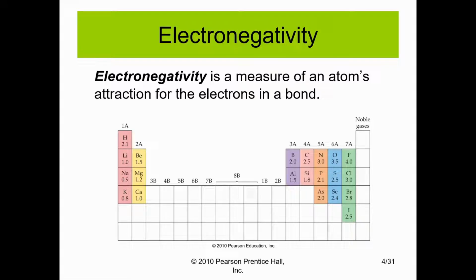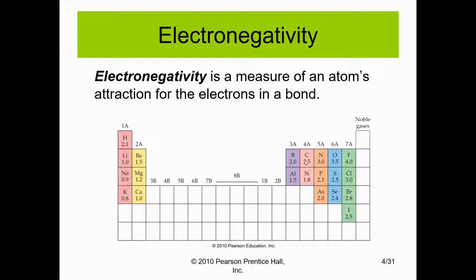The next concept that we will look at is called electronegativity. Electronegativity is a measure of an atom's attraction for the electrons in a bond. For example, imagine if we had a carbon and hydrogen bonded together. These electrons are being shared between the carbon and hydrogen. They are floating between the two. We can almost think of this bond as a tug-of-war match between the carbon and the hydrogen. And electronegativity is a measure of how strong one of them is relative to the other.